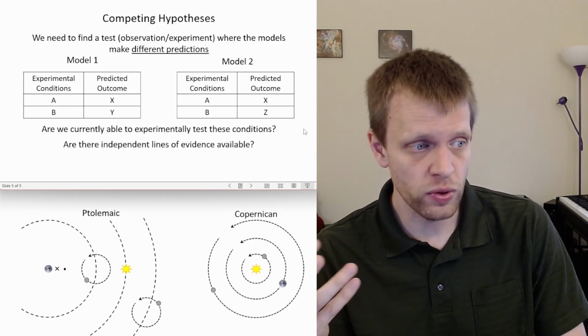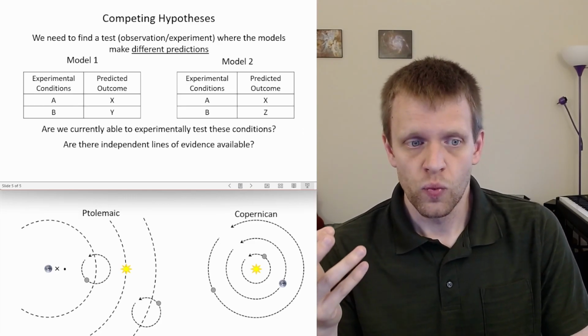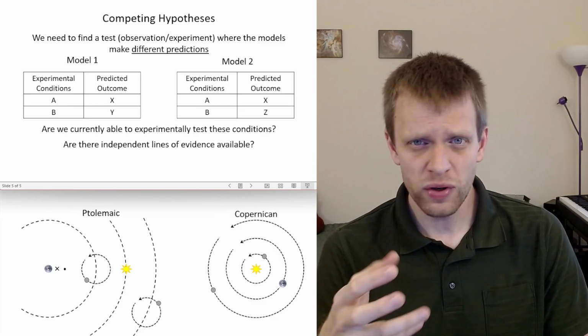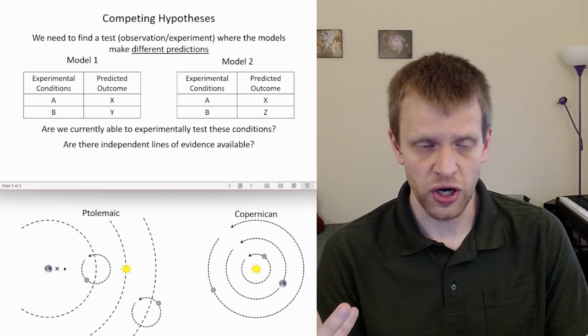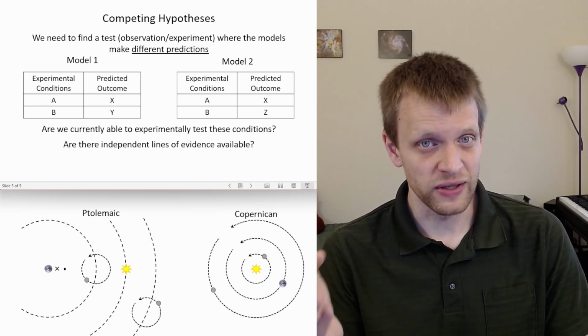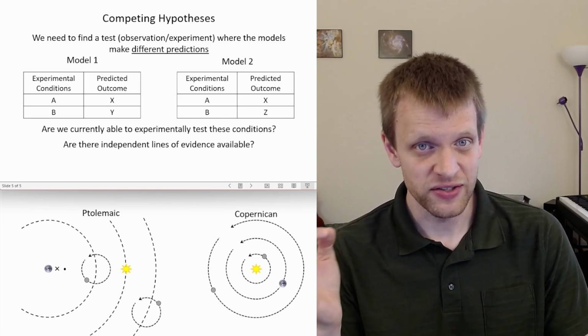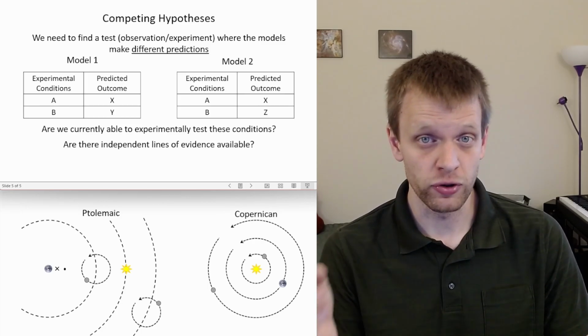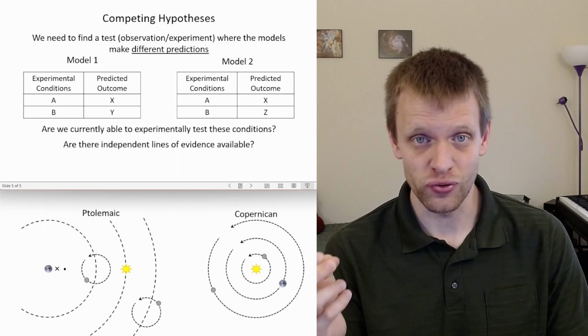Another thing, whenever we're describing these models, we want to see, are there independent lines of evidence available? We don't want to base all of our conclusions off of a single experiment, though with a model, if a single experiment directly contradicts the prediction of your model, that model must be revised or discarded.